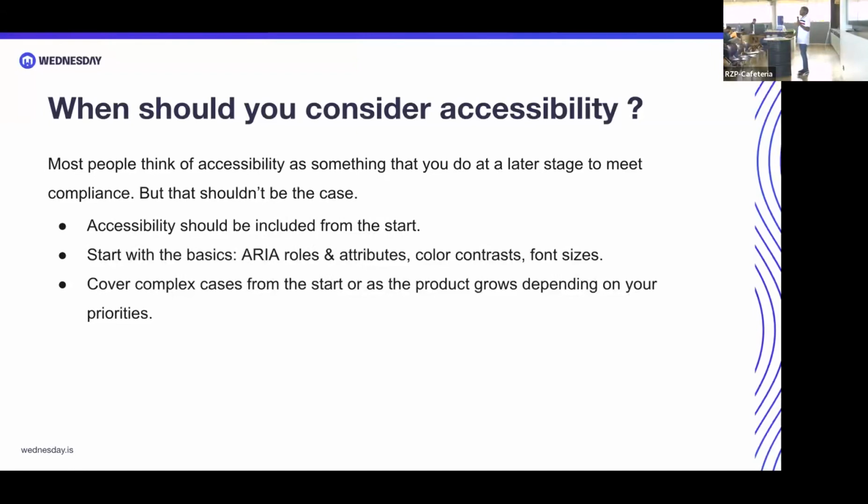Firstly, what you can do is cover the basic things like your ARIA attributes, your color contrast, your font sizes. If you just cover all of these, it covers about 60% of your accessibility issues. And then based on whether your application is required to be accessible or you have your MVP as a priority, you can just go on to build your MVP.